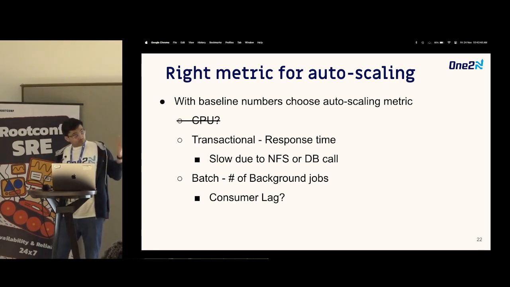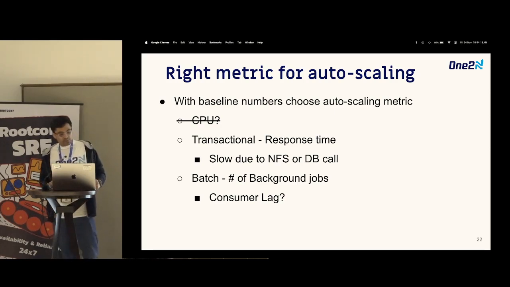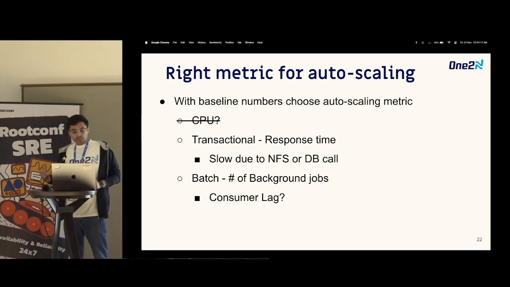As we talked about, there are the transactional systems and the batch ones. The transactional ones have a response time, but it's possible that a certain API which is writing to a network file system or a database is slow. You need to look there, because your culprit is somewhere else, not the stateless component. The other ones are the batch ones, which scale based on the number of background jobs.